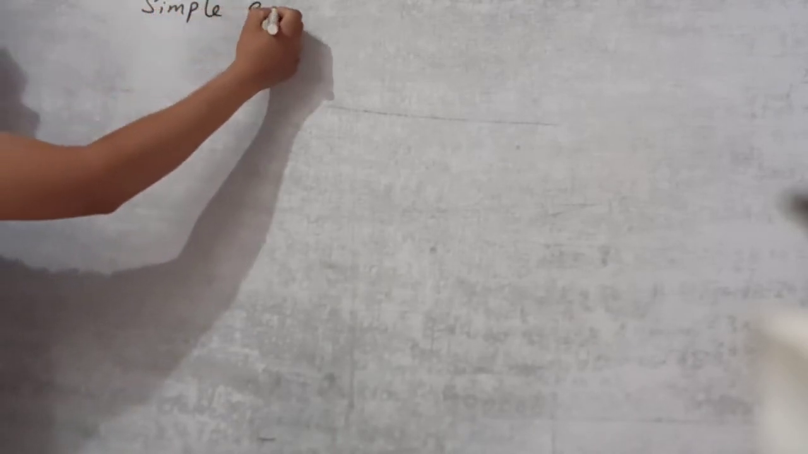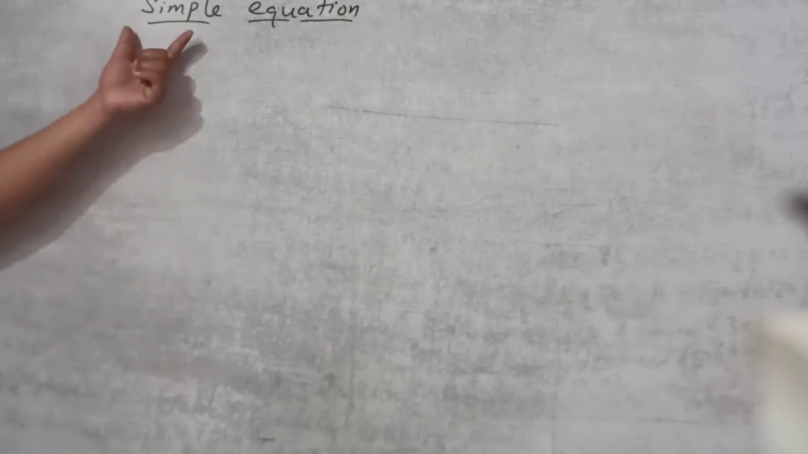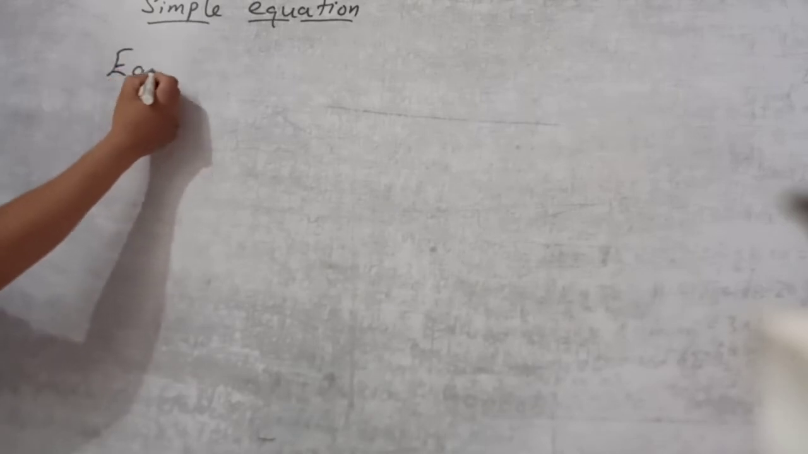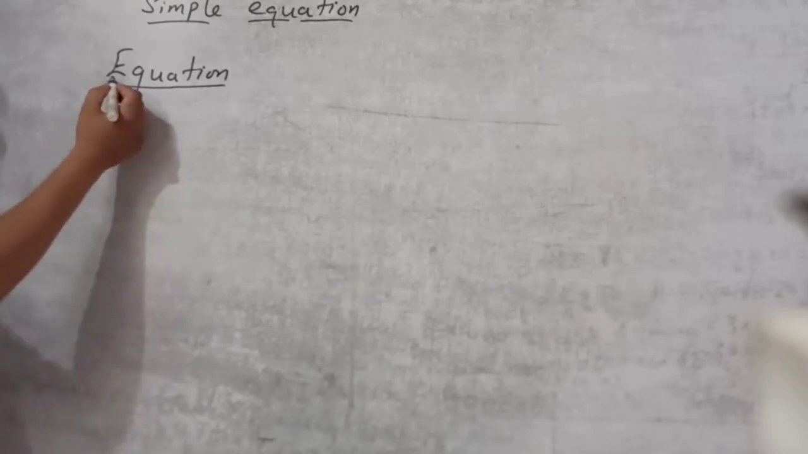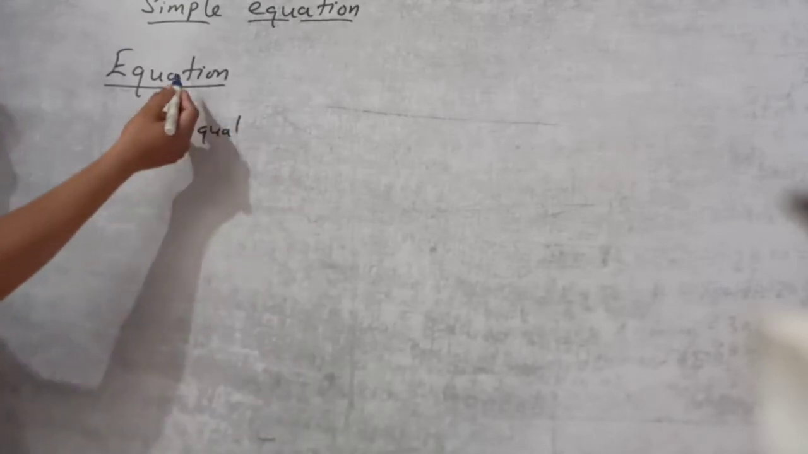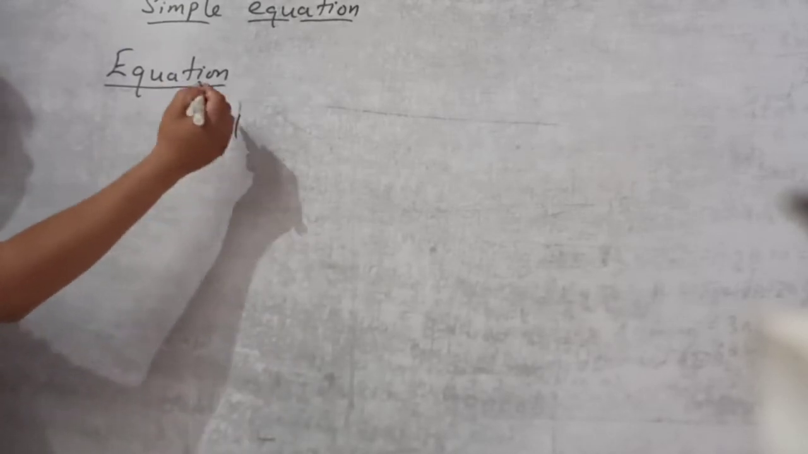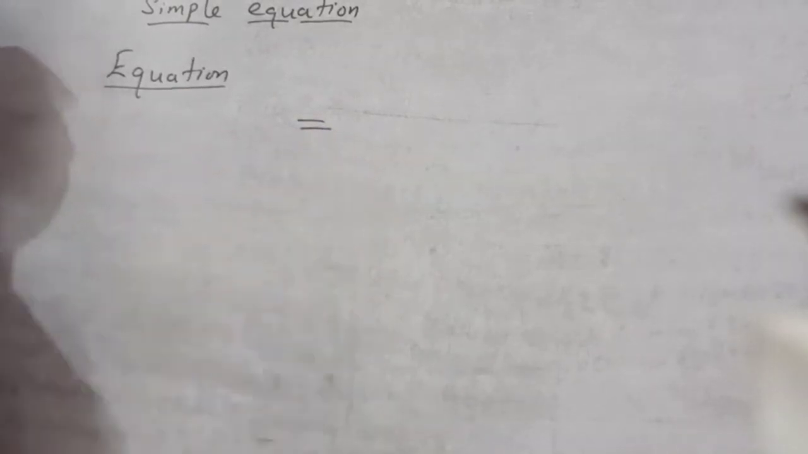Chapter 4, Simple Equation. We are starting simple equations. So first, what is an equation? In the word "equation" you can see E, Q, U, A, L. Here L is not there. Equal. So in an equation, we have the equality sign.